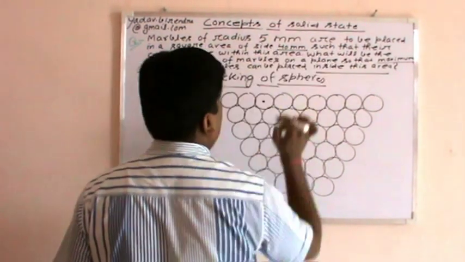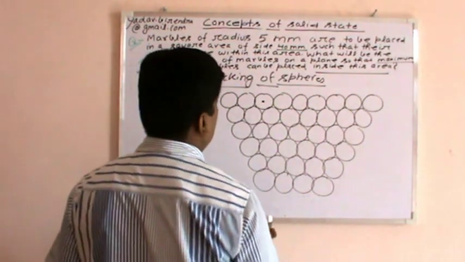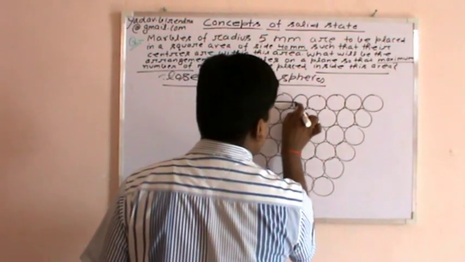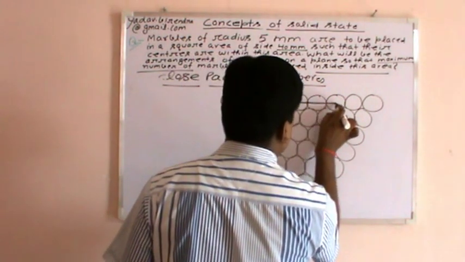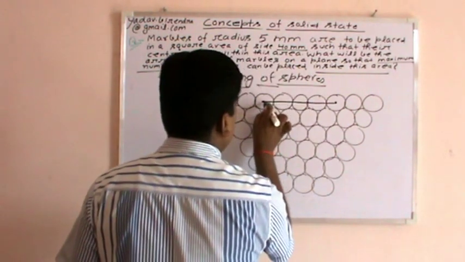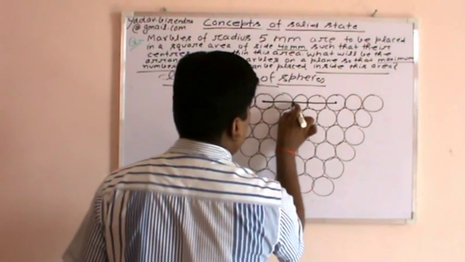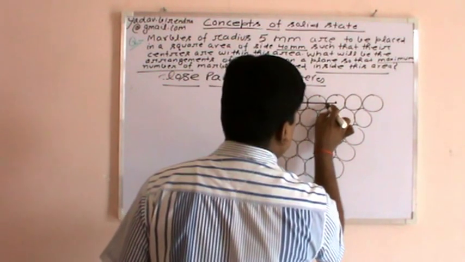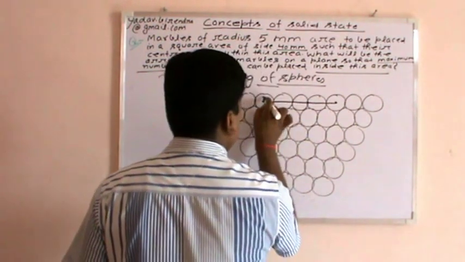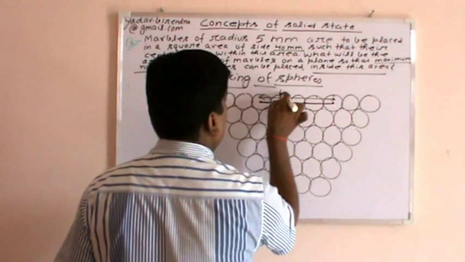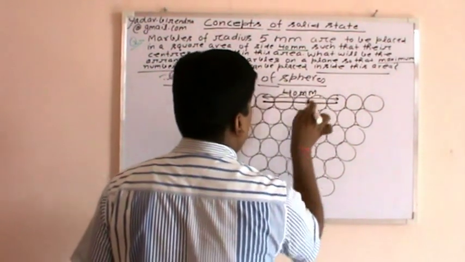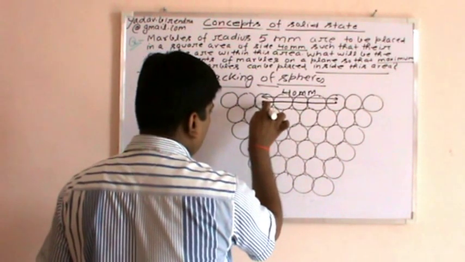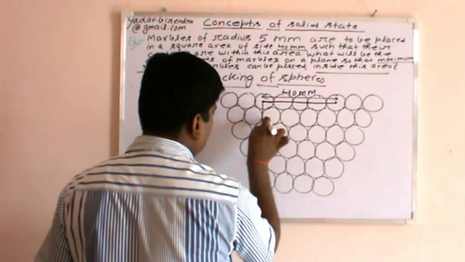Since the side length of this square is 40 millimeter, this side will go like this: 5 plus 10 is 15, plus 10 is 25, plus 10 is 35, and plus 5 is 40. So in this way we get 40 millimeter. Here also we need to get 40 millimeter.